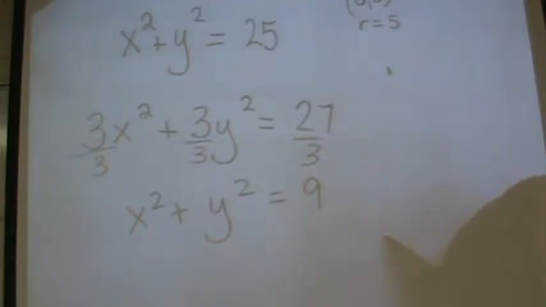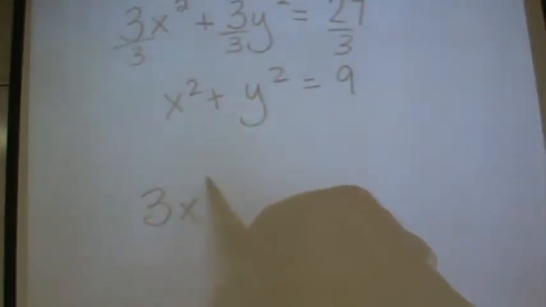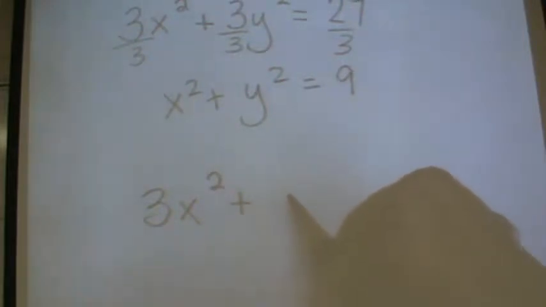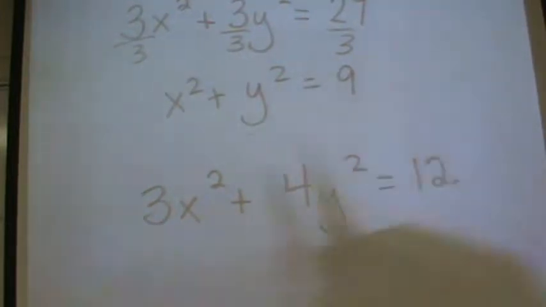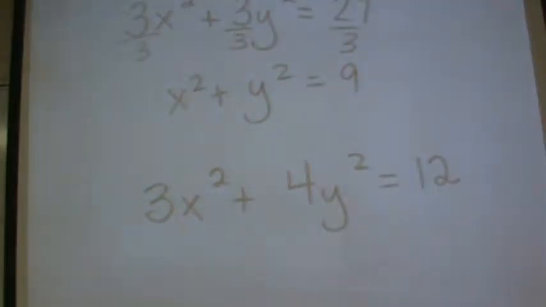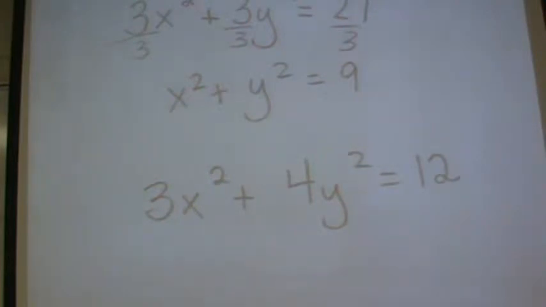Well, what would happen if you had something like this? I'm just making this up. Now what are you going to do? You're going to divide by 3, you're going to divide by 4, you're going to divide by 12. So it's a problem, right?